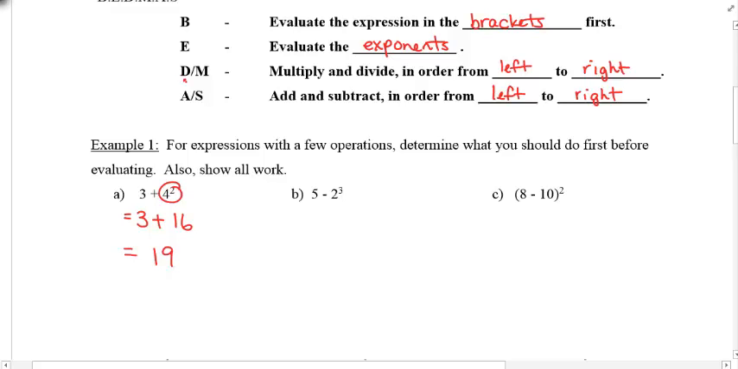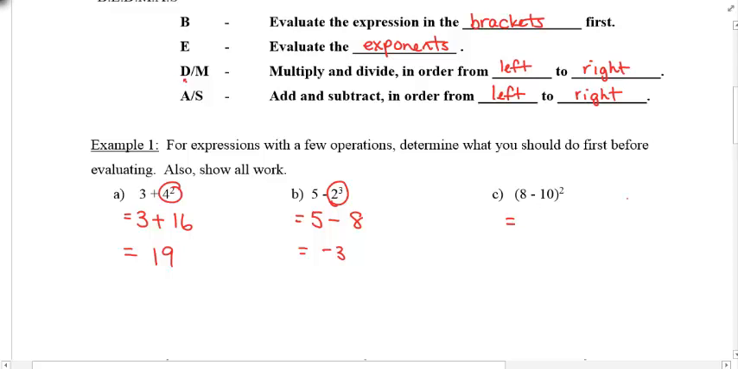Next one, part B. I see a subtraction and an exponent. What do I do first? Looking at BEDMAS, it's the exponent again, so I will circle that. 2 cubed, 2 times 2 times 2, that's 8, so 5 minus 8 equals negative 3. We're done.